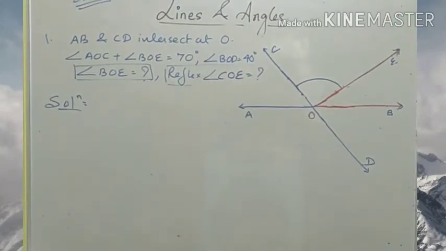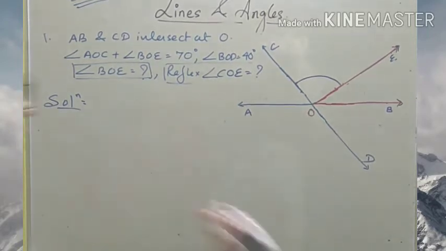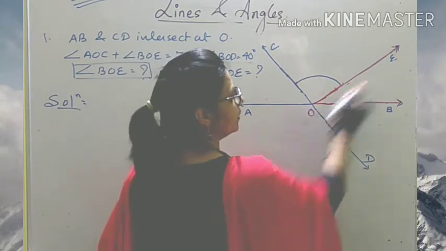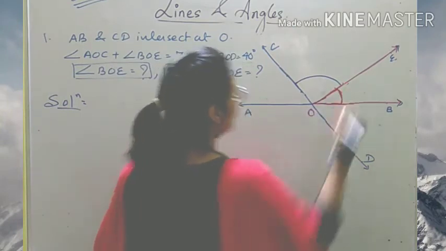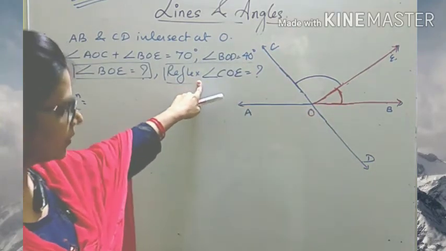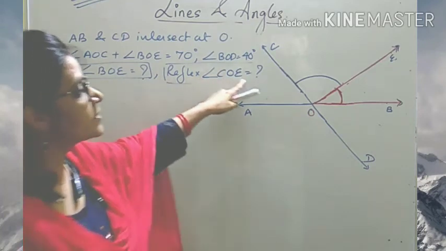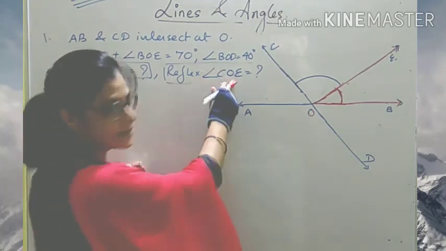Our first question is, AB and CD are intersecting lines intersecting at point O. Angle AOC plus BOE is equal to 70 degree. Angle BOD is equal to 40 degree. We have to find BOE. Means what we have to find? We have to find first the angle BOE. इस angle को हमको find out करना है. And the next what we have to calculate? We have to calculate reflex angle COE.